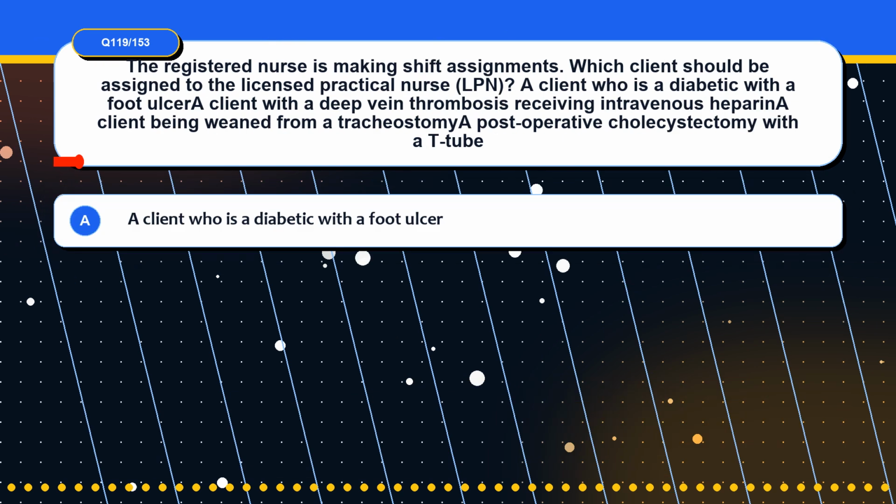Question 119. The registered nurse is making shift assignments. Which client should be assigned to the licensed practical nurse, LPN? A client who is a diabetic with a foot ulcer. A client with a deep vein thrombosis receiving intravenous heparin. A client being weaned from a tracheostomy. A post-operative cholecystectomy with a T-tube. Here are the options. Option A. A client who is a diabetic with a foot ulcer.